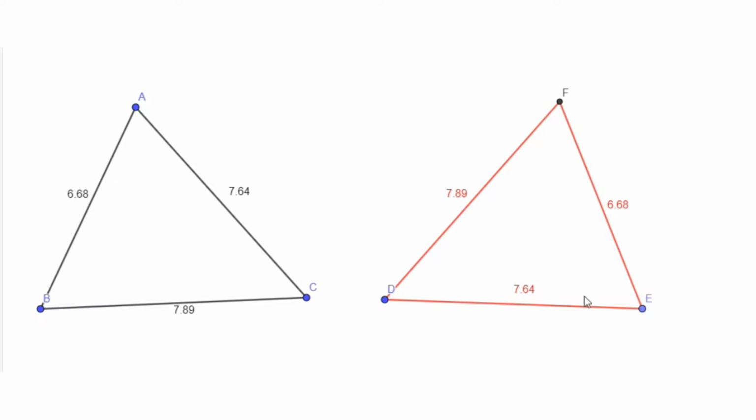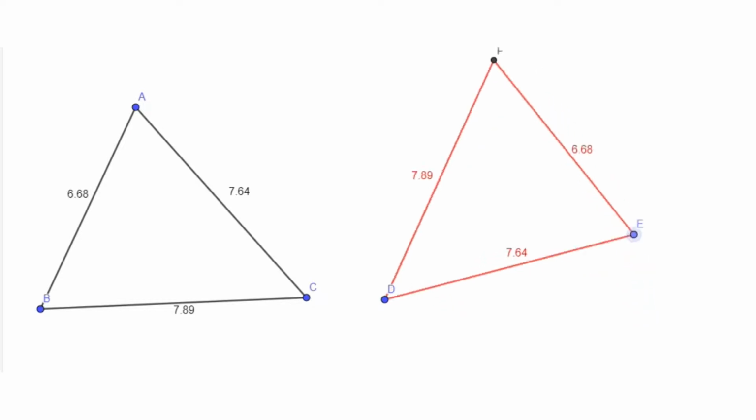Let's look at these two triangles ABC and triangle FDE. Here we can see one side is 6.68, in the other triangle also one side is 6.68, one side in this triangle is 7.89, and so is that there in the other triangle, and 7.64, 7.64, they are the same. Now can we say that they are congruent to each other? Let's rotate the figures and see if they are congruent.